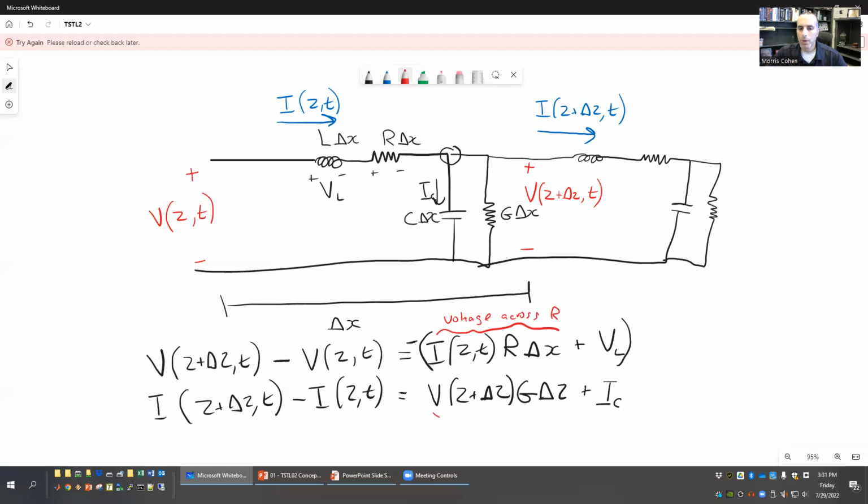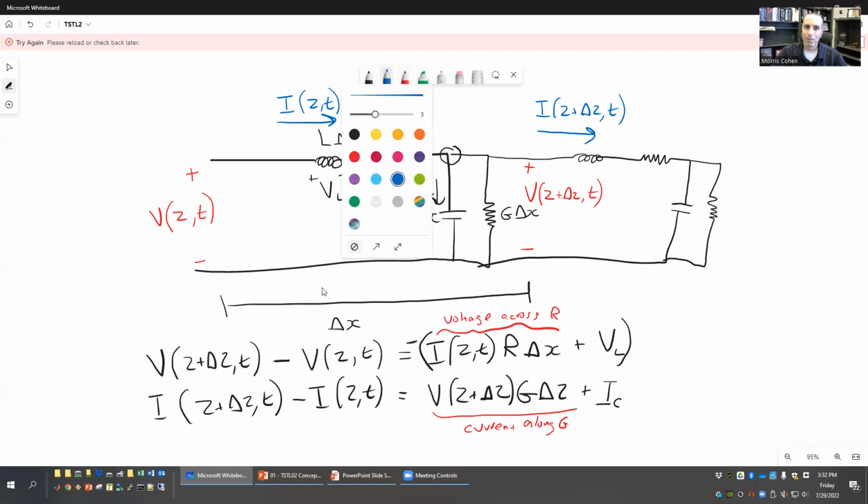And this branch right here is the current along G, right along that admittance, that leakage resistor. All right, so Kirchhoff's voltage law, Kirchhoff's current law are in place. But we got this VL and IC right here that are kind of sitting there and are very annoying. Luckily, there's something we can do to actually replace them.